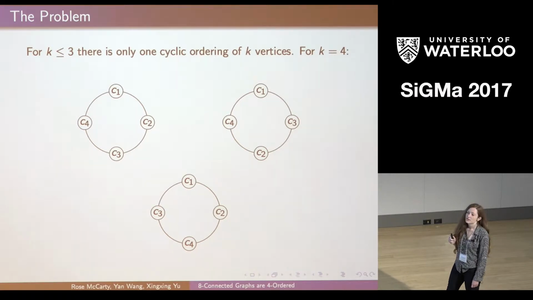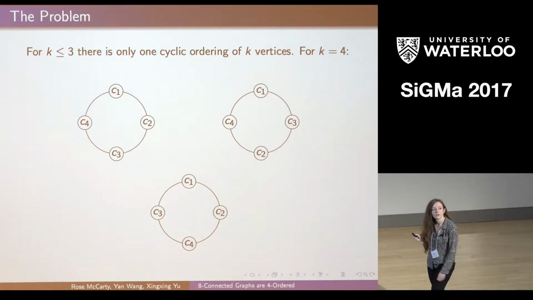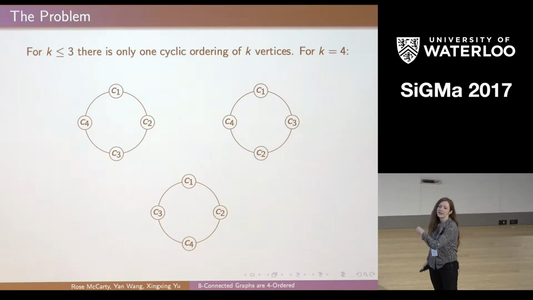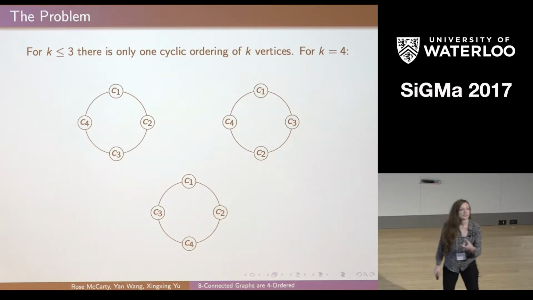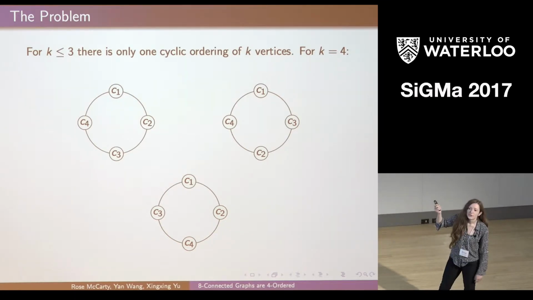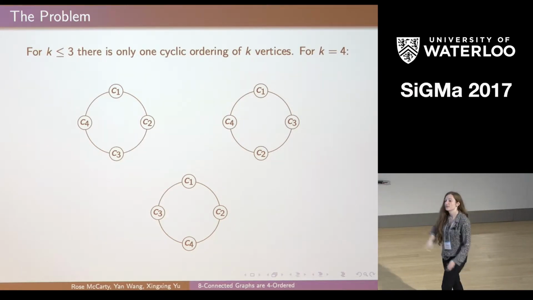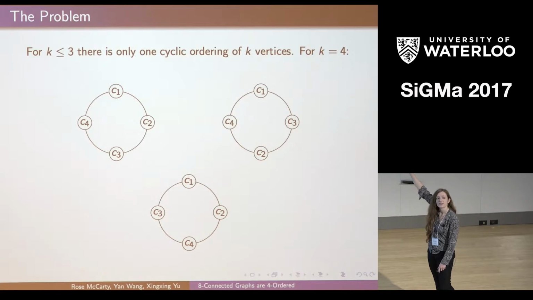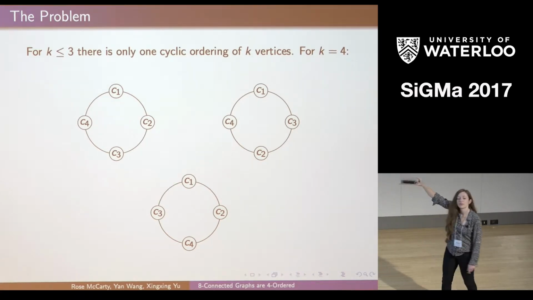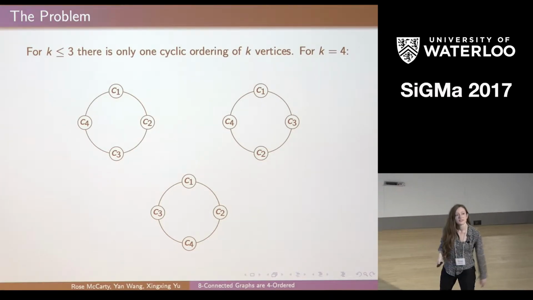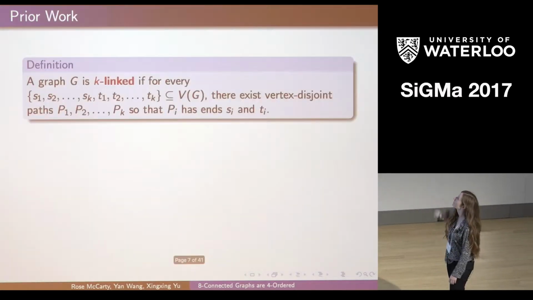For k less than or equal to 3, there's only one cyclic ordering of k vertices on a graph. The reason we're interested in f(4) is because this is the smallest case that's different from the original problem. For k equals 4, there are 3 ways of ordering 4 vertices on a cycle. You can see that these are all different by looking at what vertex is across from C1. That's why there's exactly 3, because once you know what vertex is across from C1, there's only one way of putting 4 vertices on the cycle.